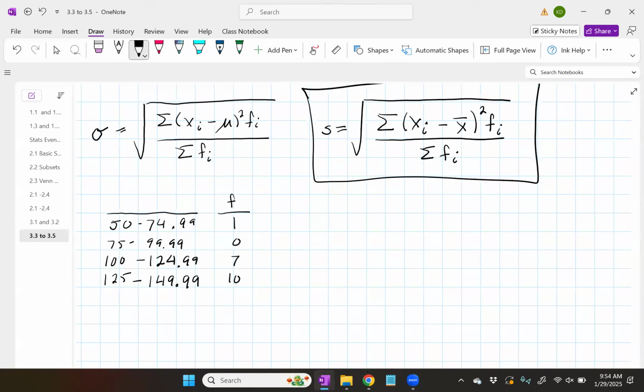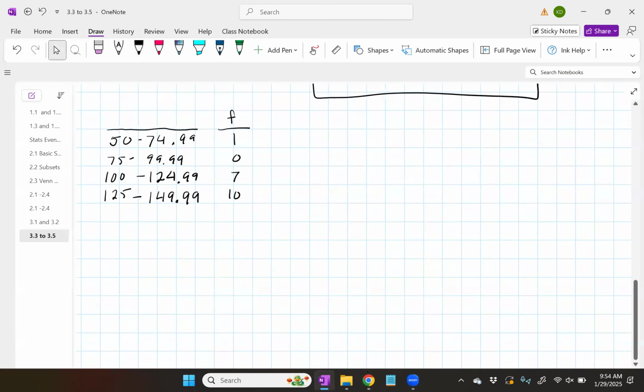Okay, so our intervals are on the left, our frequency is on the right. The first thing I want to do is sum up my frequency, so I know what the sum is. In this case, I get 18. So I'm going to put down here in pink sum of f sub i equals 18.